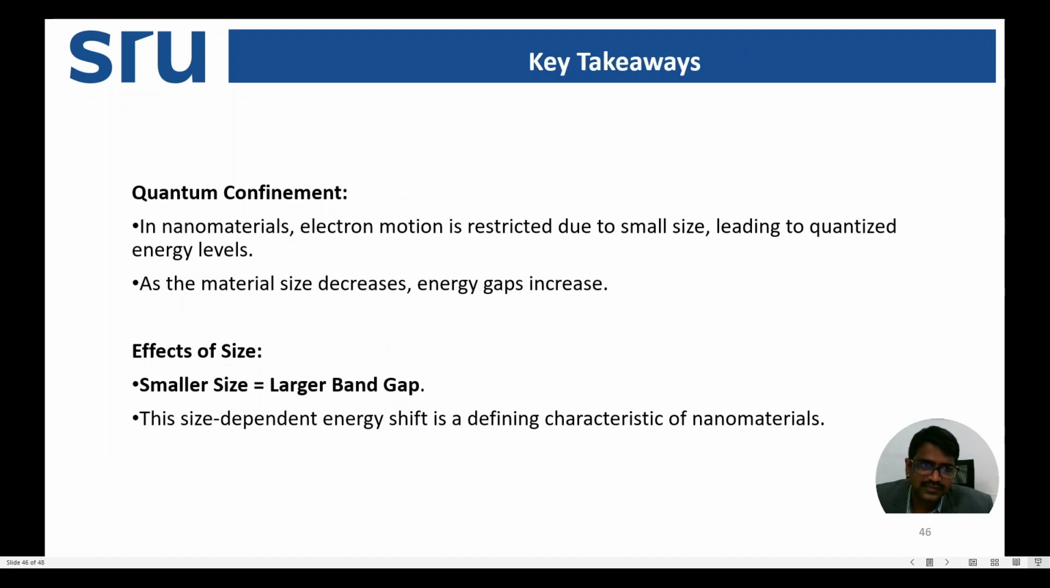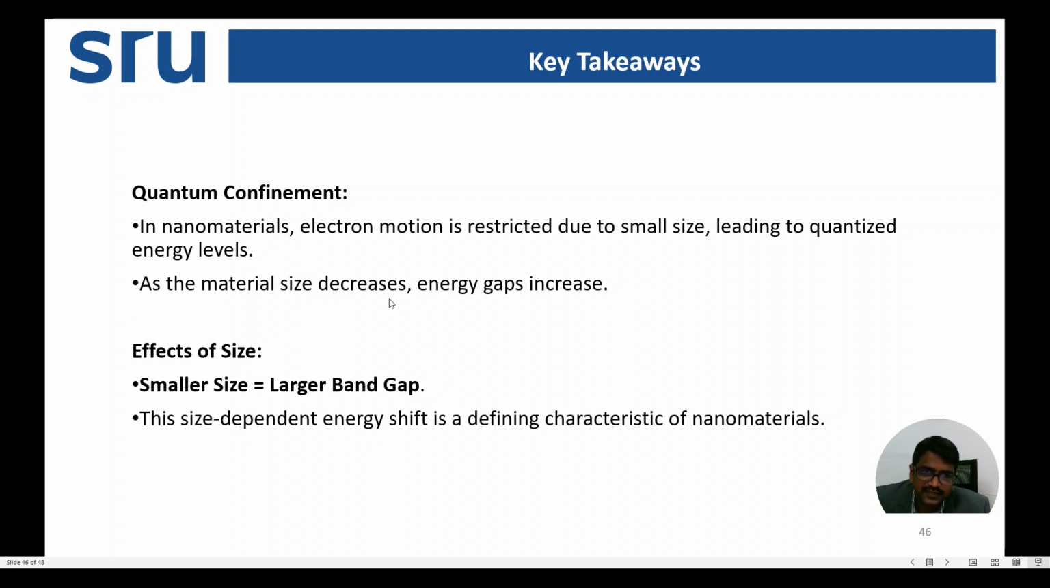So the key takeaways: quantum confinement means that in nanomaterials, electron motion is restricted due to small size. At nano size, electron motion is restricted. That is what we are calling quantum confinement, leading to quantized energy levels. But in macro, it is continuous energy levels. When the material falls under nanoscale, the energy levels are quantized energy levels.